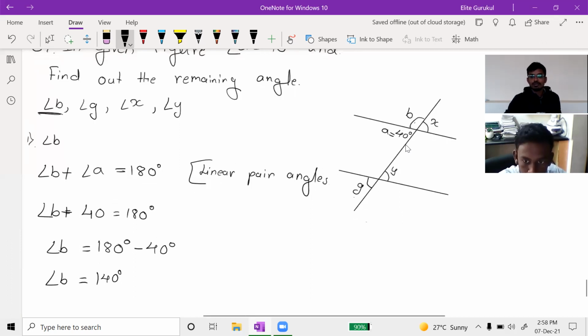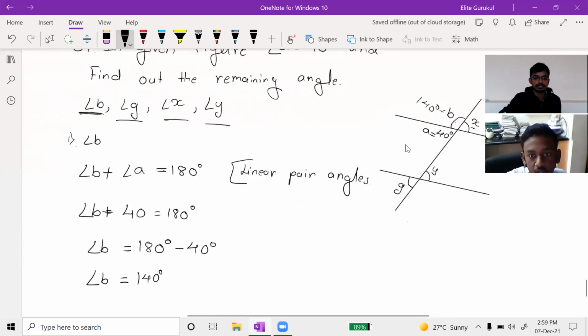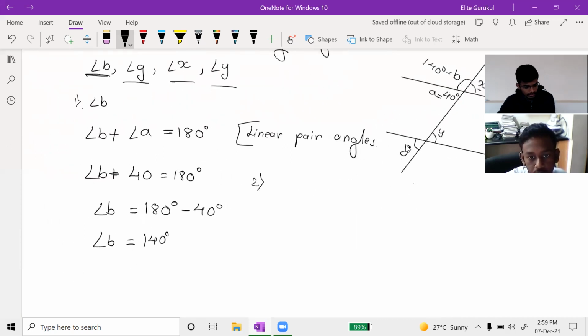So in such a way, you have to find it out. Now I will explain these three, but you have to tell me the solutions. We know angle B is 140 degrees. Now what will be angle X? 40 degrees. Which property? Opposite angles. Very good. Second question, you have taken as angle X. Yes or no?